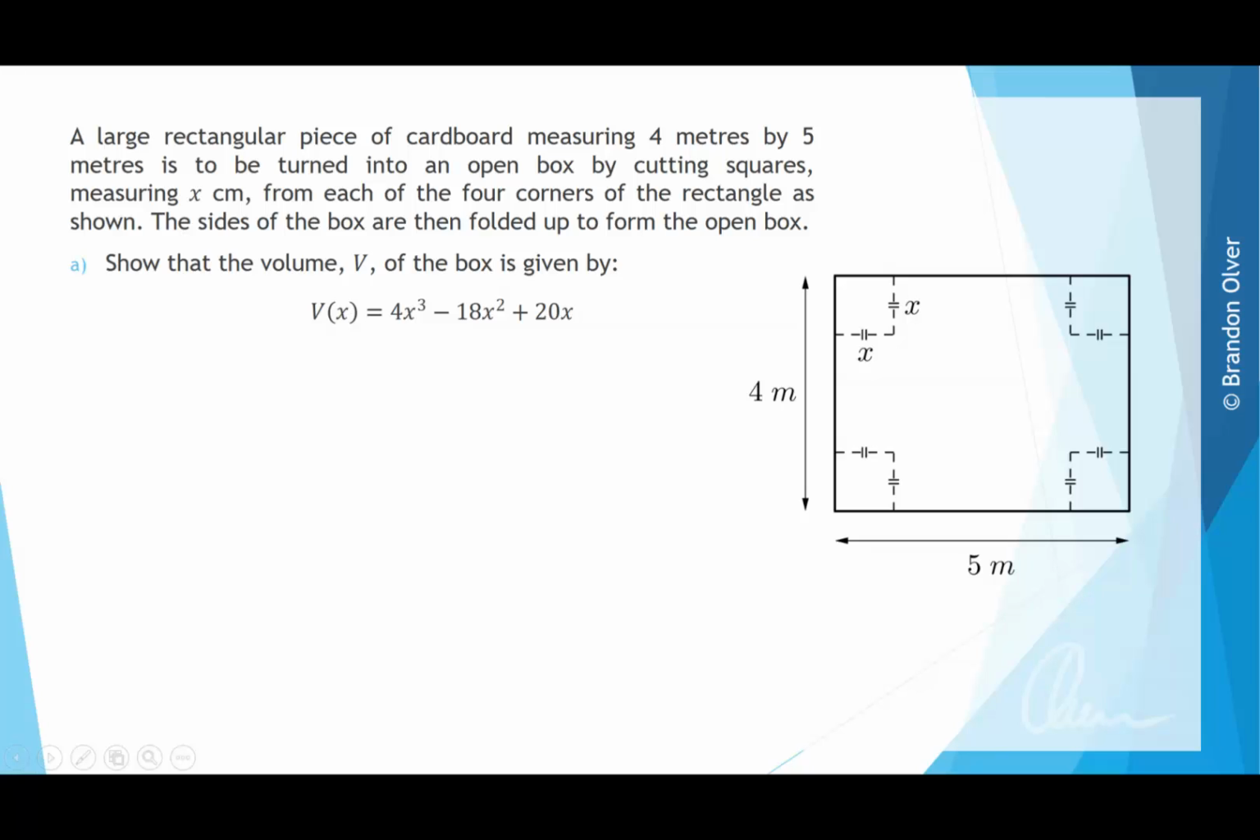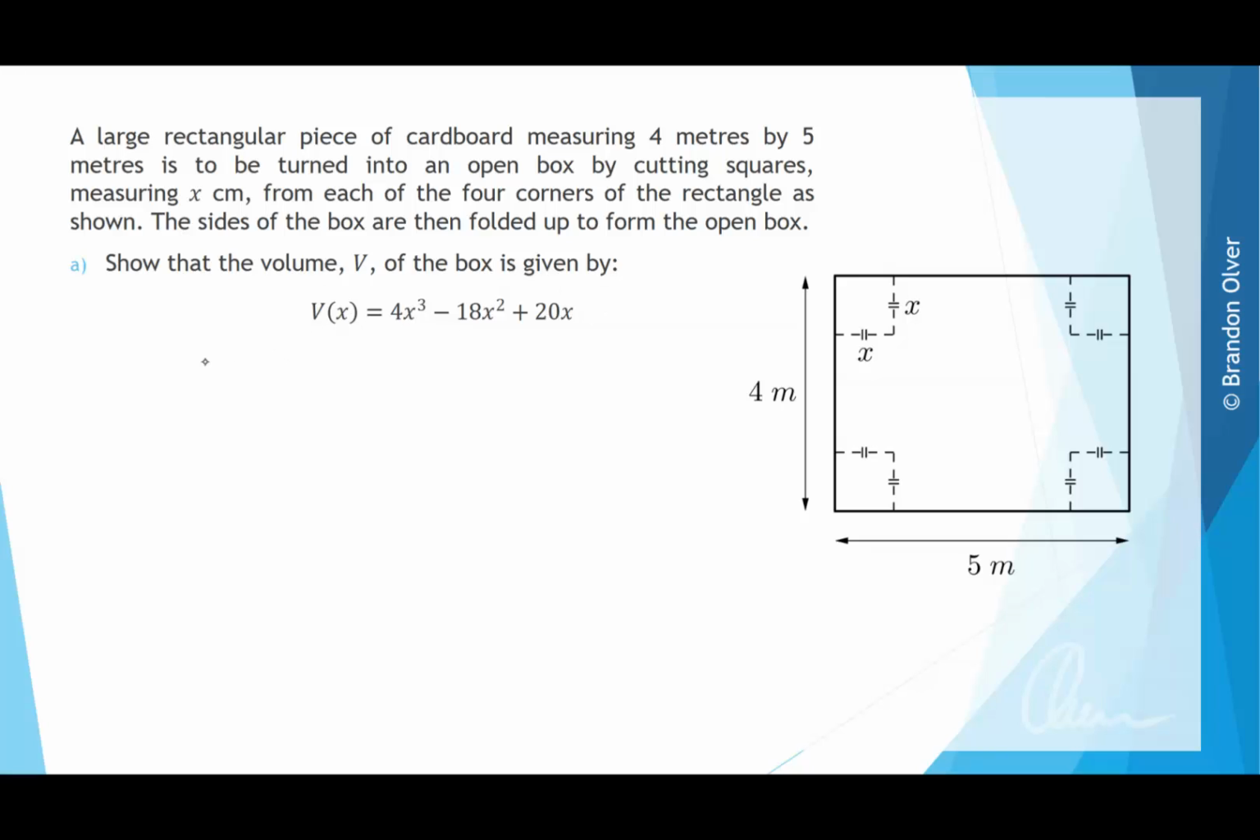A large rectangular piece of cardboard measuring 4 meters by 5 meters is to be turned into an open box by cutting squares measuring x centimeters from each of the 4 corners of the rectangle as shown. The sides of the box are then folded up to form the open box. We want to show for part A that the volume of the box is given by this equation here.